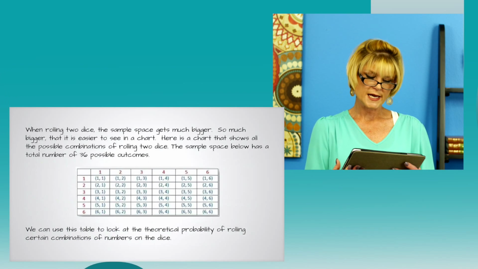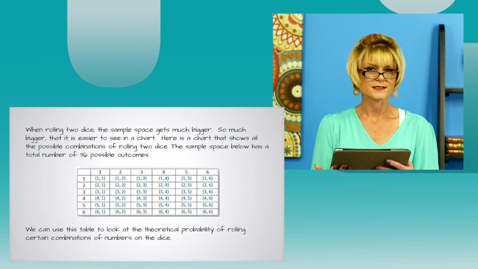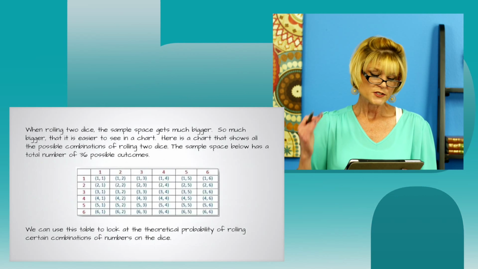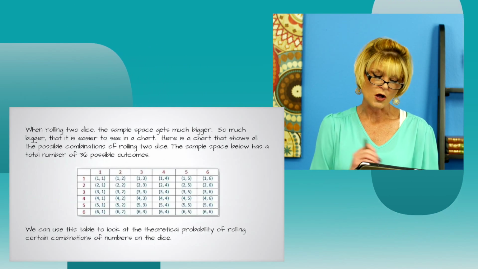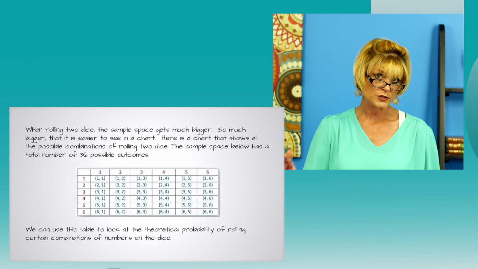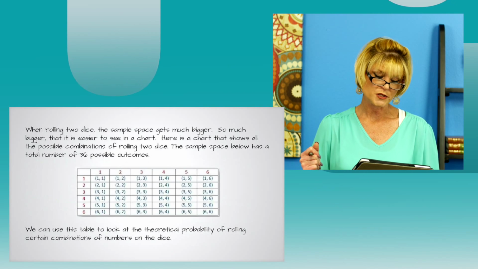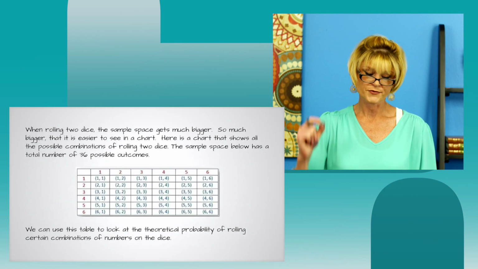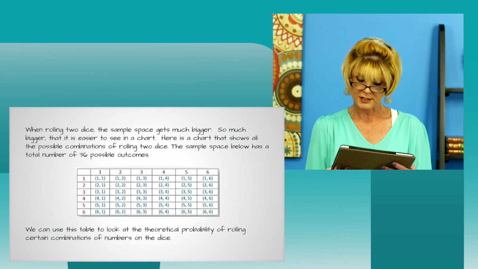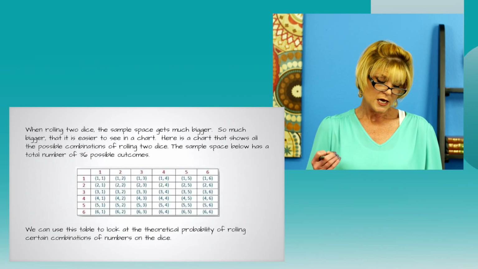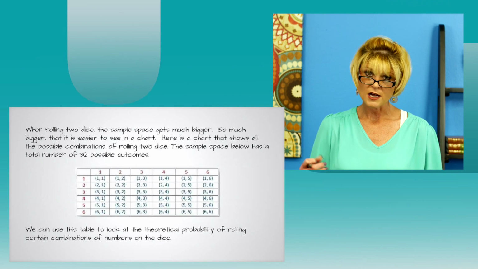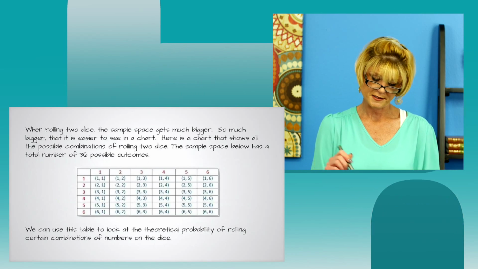When rolling 2 dice, the sample space gets much bigger. So much bigger that it's easier to see actually in a chart. So here's a chart that shows all the possible combinations of rolling 2 dice. The sample space below has a total number of 36 possible outcomes. So we can use this table to look at the theoretical probability of rolling certain combinations of numbers on the dice. If you want, take a minute and pause your video and take a look at that. You'll see the pattern.